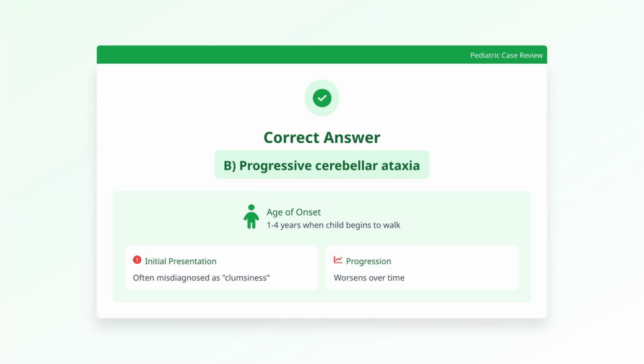Progressive cerebellar ataxia is typically the earliest clinical manifestation of Ataxia telangiectasia, usually becoming apparent when the child begins to walk, between 1 and 4 years of age. Parents often notice excessive falling, poor balance, and unsteady gait. This may initially be dismissed as normal childhood clumsiness, potentially delaying diagnosis. The ataxia progressively worsens over time.